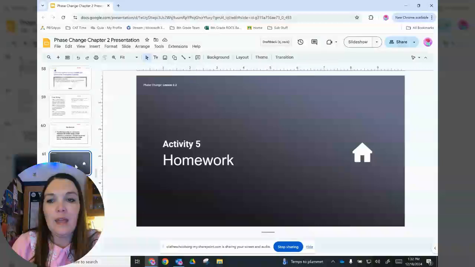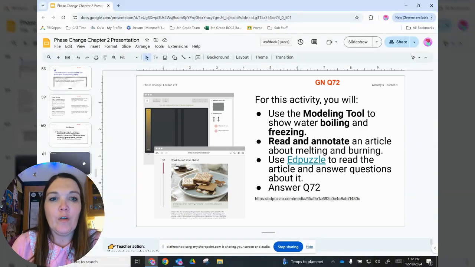Okay, and then here's your homework. For this activity, you're going to use the modeling tool to show boiling and freezing. Read and annotate an article about melting and burning. You're going to use Edpuzzle to read the article and answer questions about it, and then answer question 72. And this Edpuzzle right here will be posted in Google Classroom. What burns, what melts?